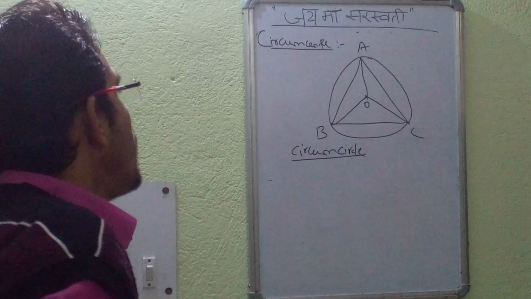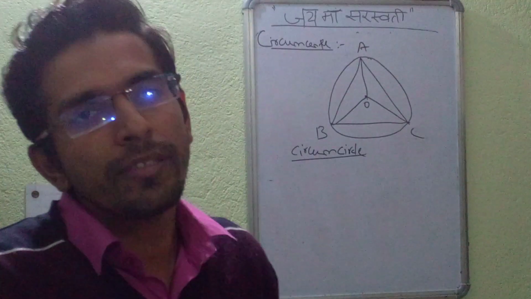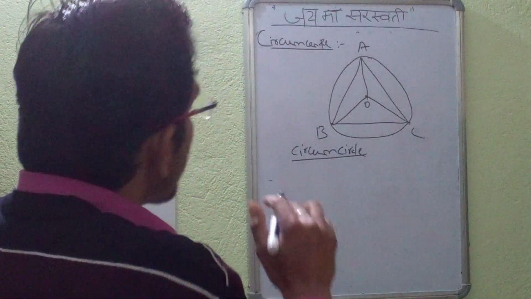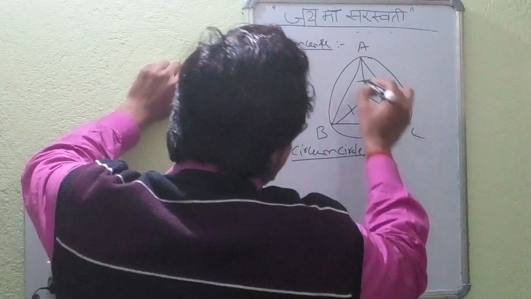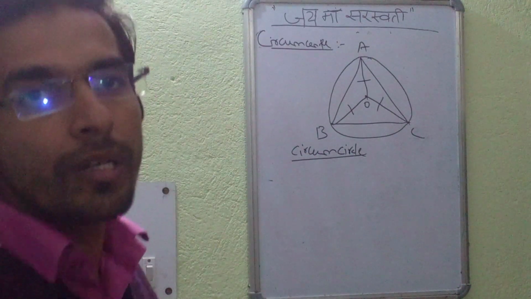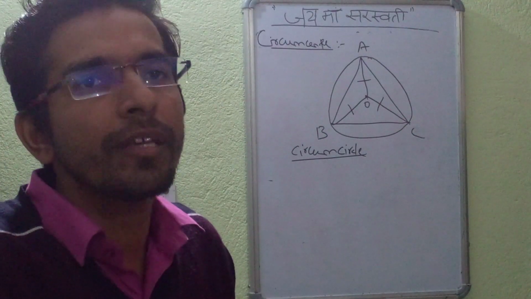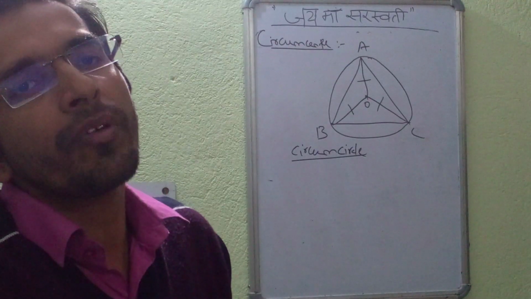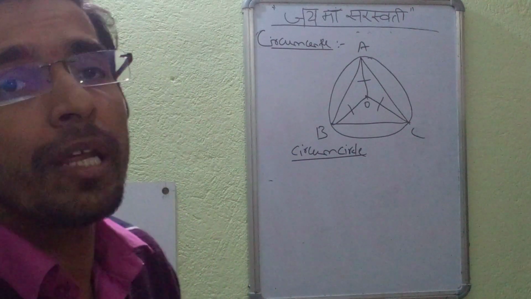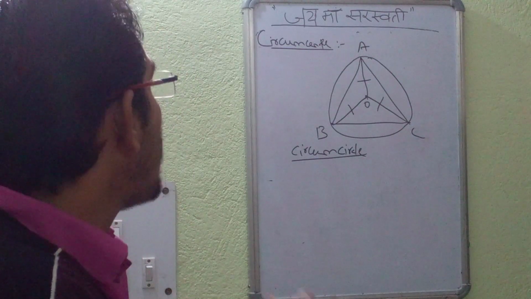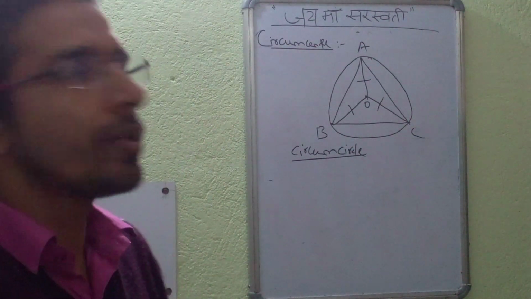Okay. So in this case, suppose the radius of the circumcircle is OA, OB and OC. As per the properties of the circle, whether there are numerous or infinite number of radii inside the circle, each and every radius will be equal. That is, OA is equal to OB is equal to OC.